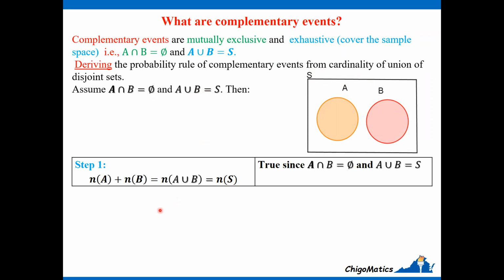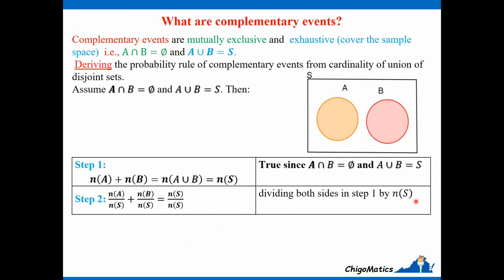Step number one: the number of elements in A plus the number of elements in B is the same as the number of elements in A union B, which is the same as the number of elements in set S. This is true since A intersection B is an empty set and A union B is equal to the sample space.